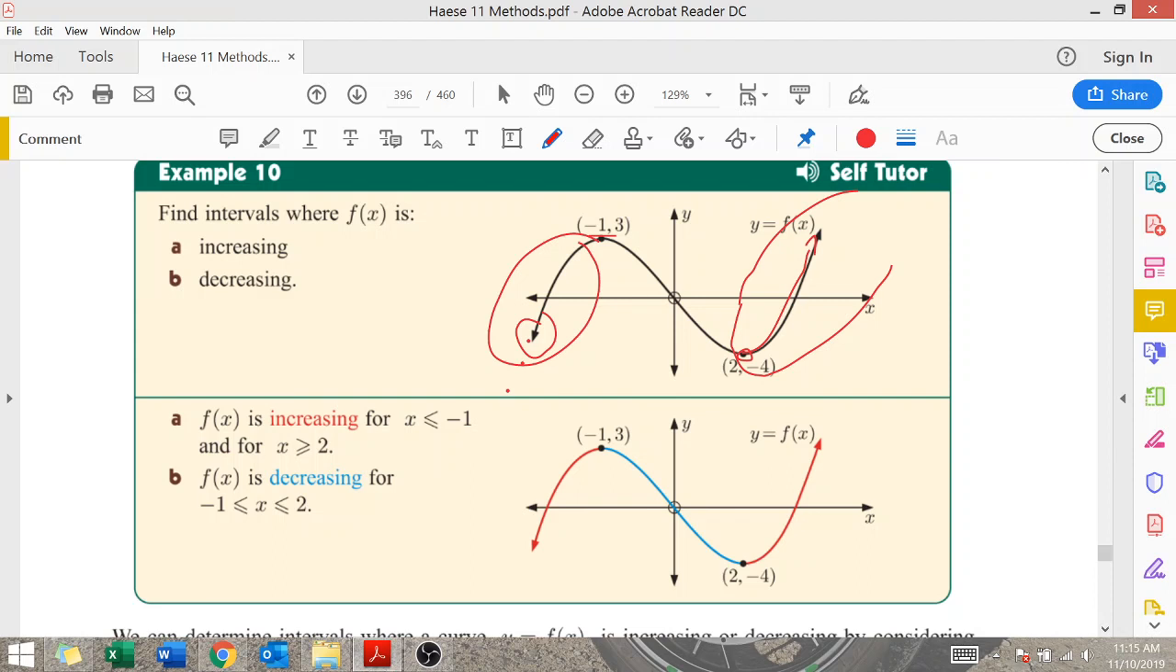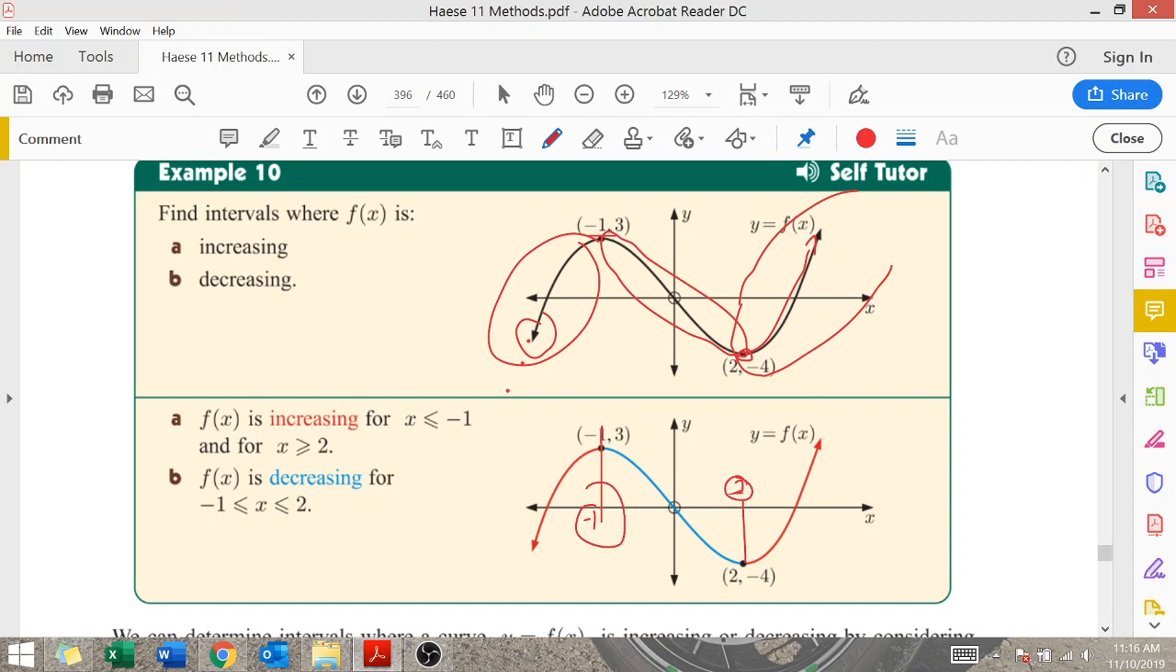On the other hand, our decreasing section has a lower and upper bound. There's only one decreasing section, and it has a lower and upper bound. So the lower bound is -1. The upper bound is 2. Again, the whole thing is that we're looking at the points on the x-axis. So there's -1, which is the lower bound, and there's 2, which is the upper bound. Even though this point is higher than this point in terms of y, this is the lower bound, and this is the upper bound.